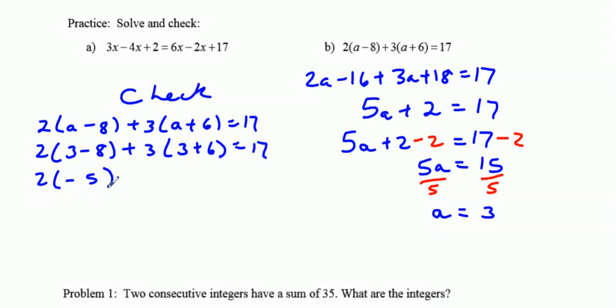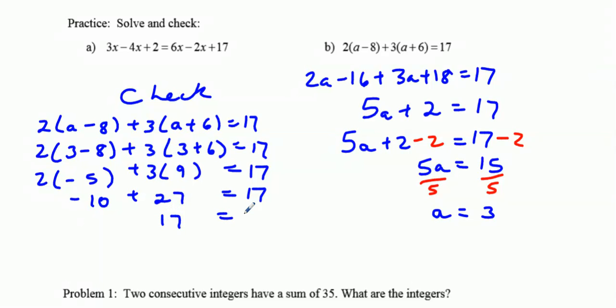So 3 minus 8 is minus 5. 3 plus 6 is 9. Let's see what that works out to. That's minus 10. 3 times 9 is 27. And 27 minus 10 is 17. So we do have left side equals right side, and we know our answer is correct.